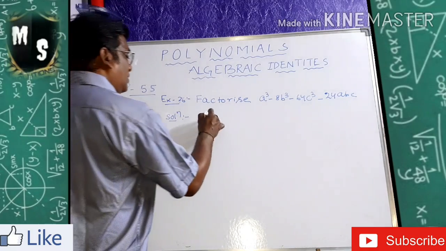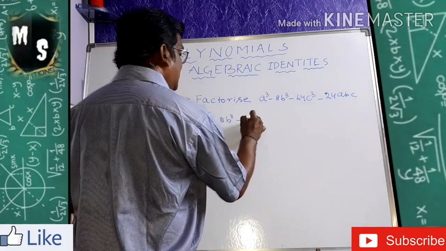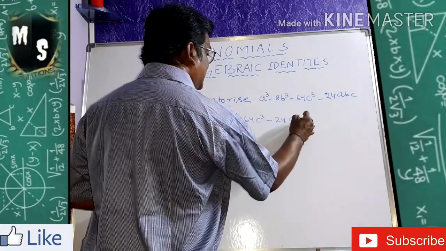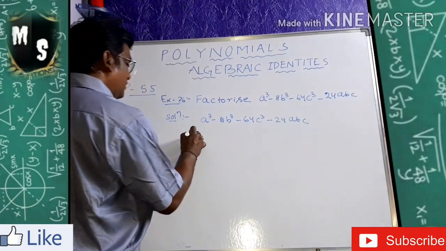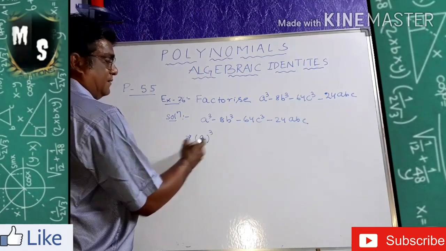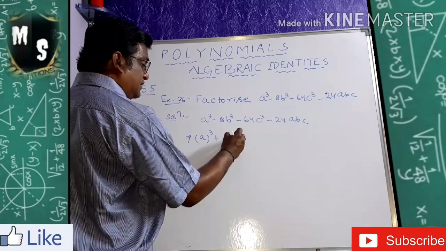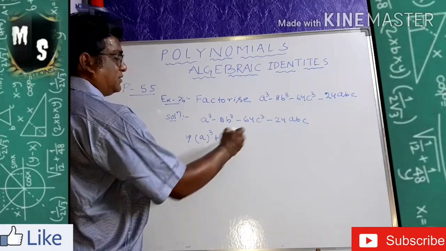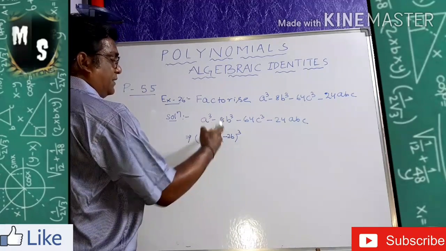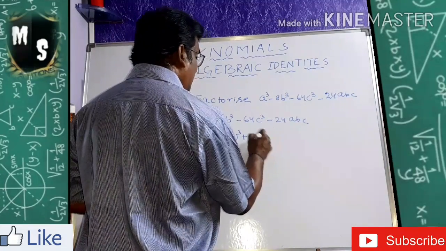So let's write the equation first. a³ − 8b³ − 64c³ − 24abc. Clear now? So for this I can write a³, a whole cube, my a is a here. Then I want a plus b³. Plus b³ means you have to take other things in bracket. So b is (−2b) whole cube, that is −8b³. Then plus c³, 4c, (−4c) whole cube.